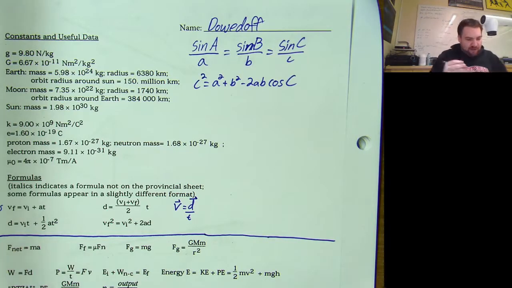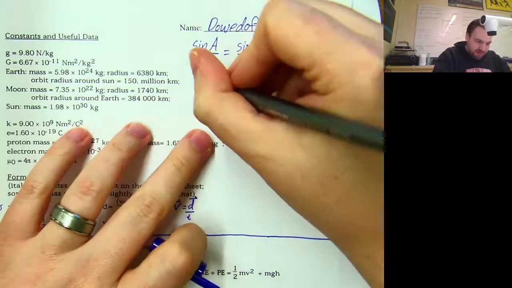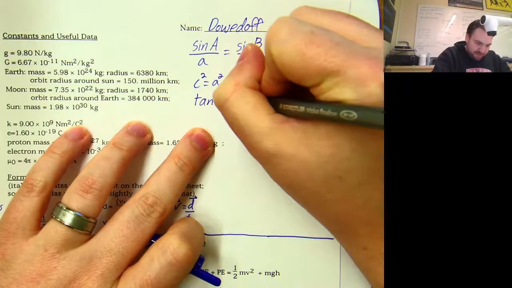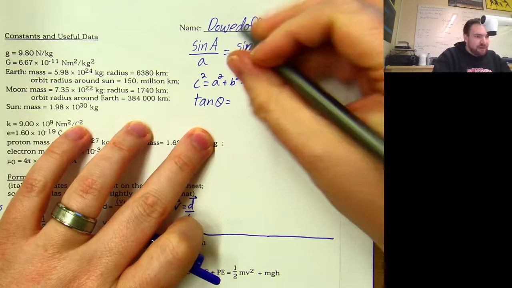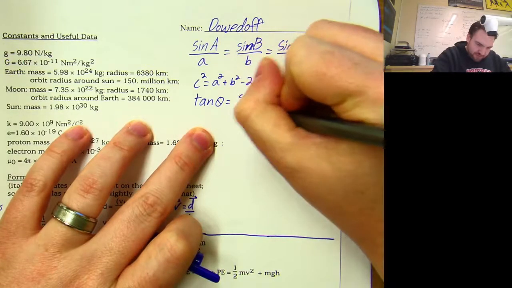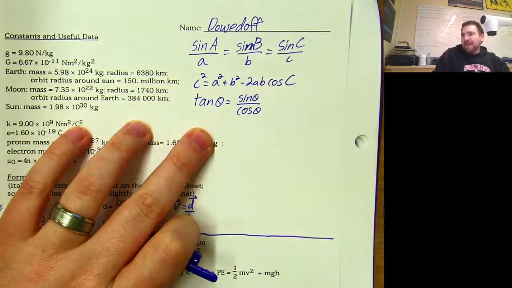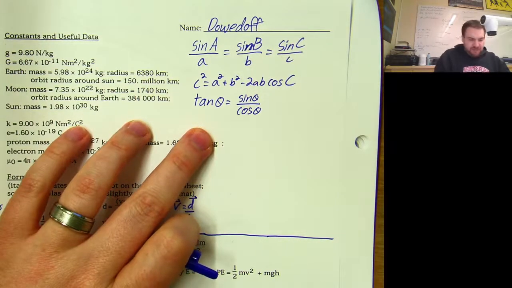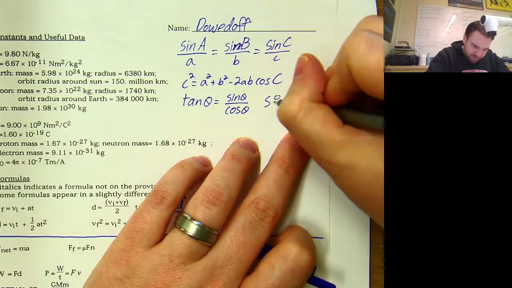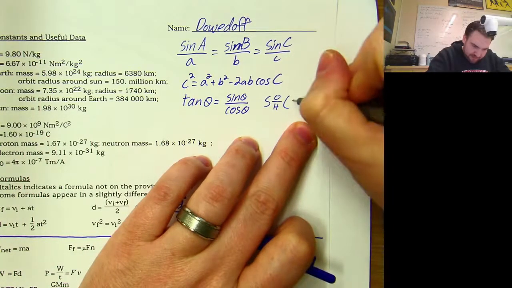And heck, while we're at it, why not just add this relationship in here? It's going to be useful. One more trig relationship: the tan of theta equals sine theta over cos theta. And because for some reason students still need this, we're going to also add SOHCAHTOA on here. This is how I write it.